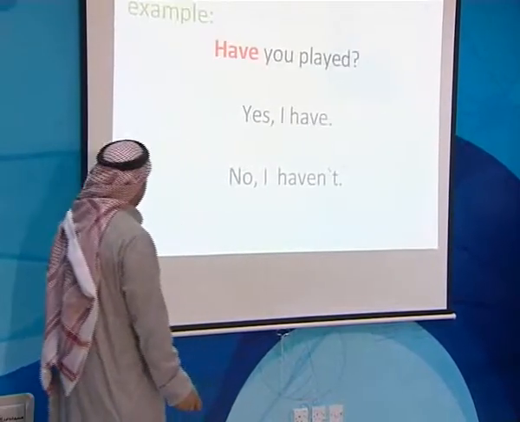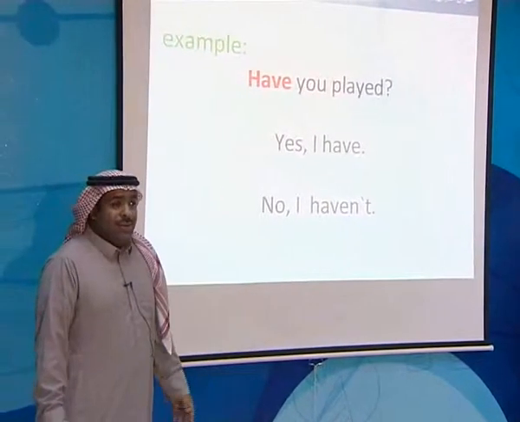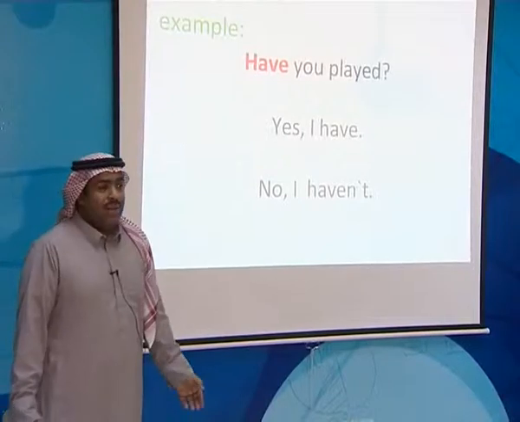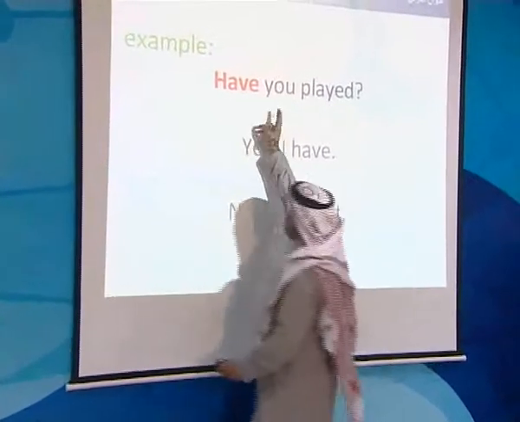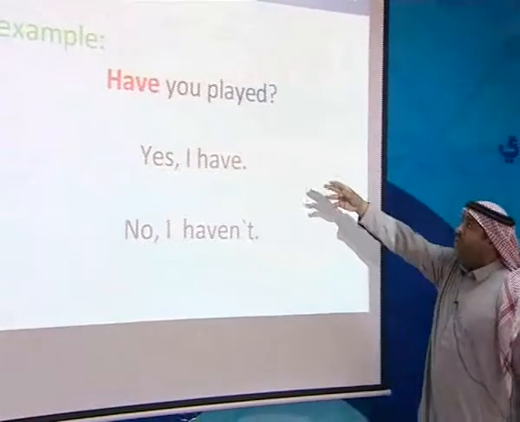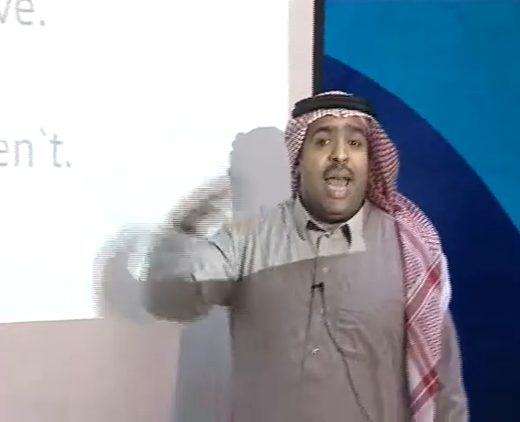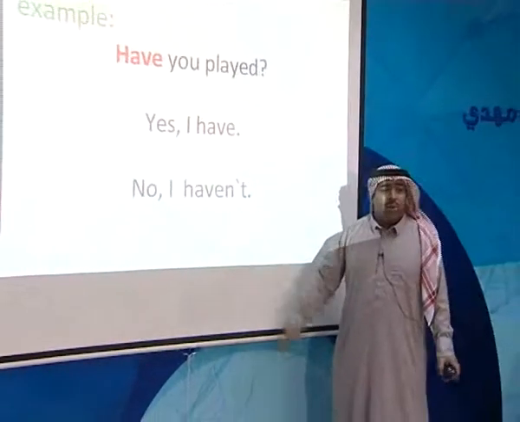Example: have you played? Why do we choose have here? Why, Malik? Because of you. Have you. So, our subject is you, so we start with have you, then the past participle, played. And this is a yes-no question, so the answer will be yes or no. Good. Yes, I have. This is affirmative. In negative, no, I haven't.